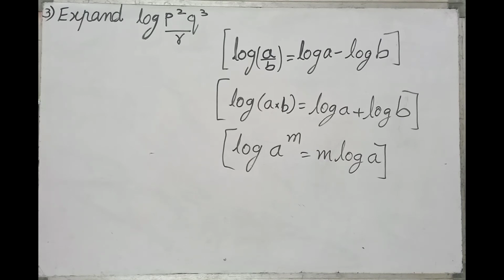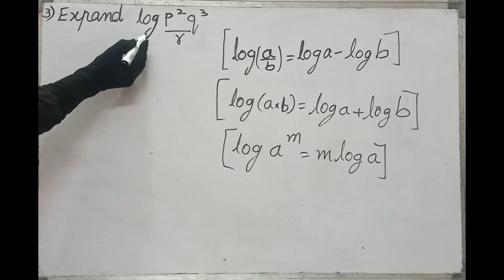That is in expansion. This division is becoming minus, and log a into b is equal to log a plus log b. So this multiplication sign is changing to plus with two logs whenever it is expanding. Okay, and now log a power m is equal to m log a. So now we'll do this sum.